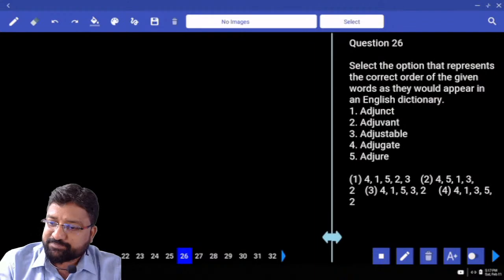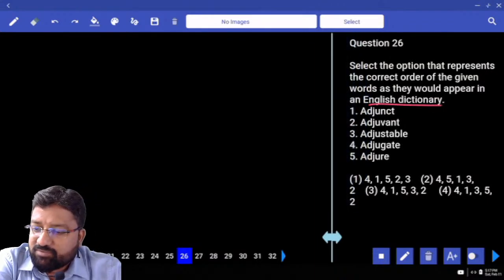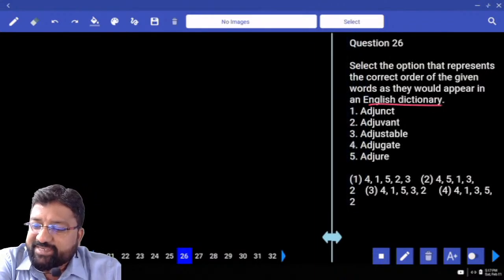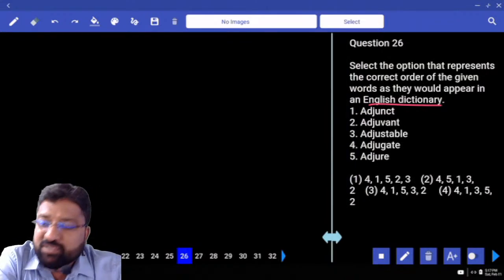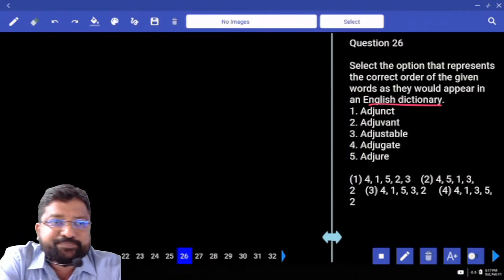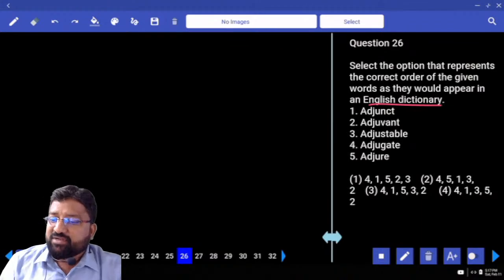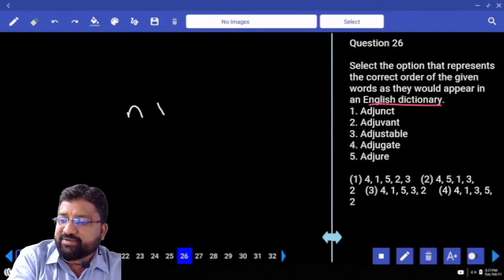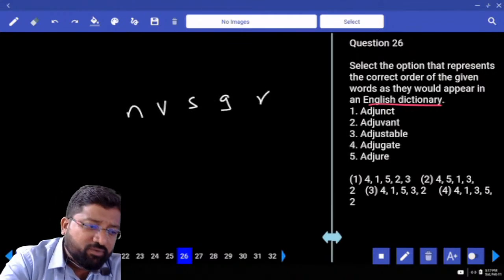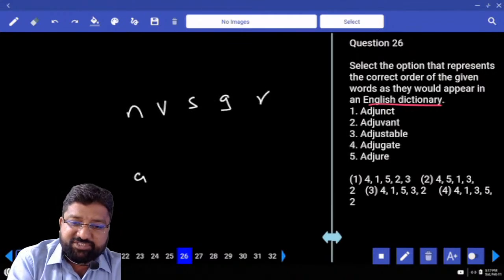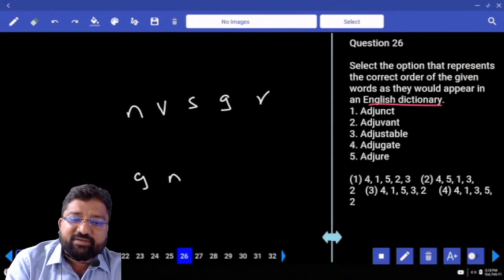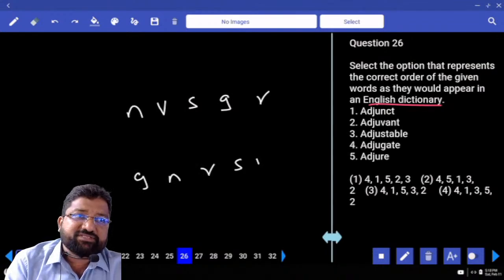What order is this? First four letters A, D, J, U. Are they the same? Concentrate only on the 5th letter. What are the 5th letters? N, V, S, G, R. What comes first? G, N, R, S, V.